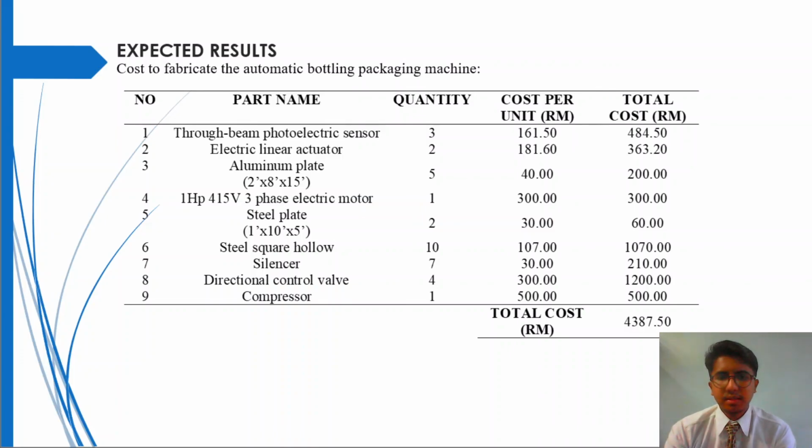And the eighth part is the directional control valve. It requires 4 valves in this project, and the total cost for the valves is 1200 ringgit. The ninth part is the compressor. It requires only 1 compressor in this project, and the total cost for the compressor is 500 ringgit. The grand total cost for fabricating the packaging machine is 4,387 ringgit and 50 cents.